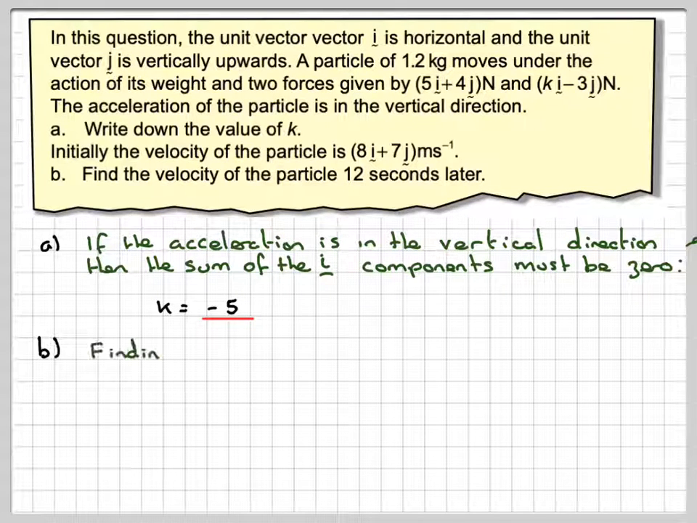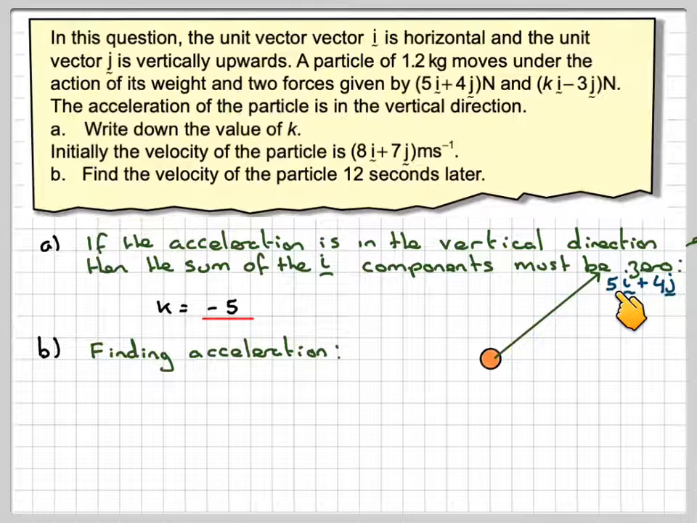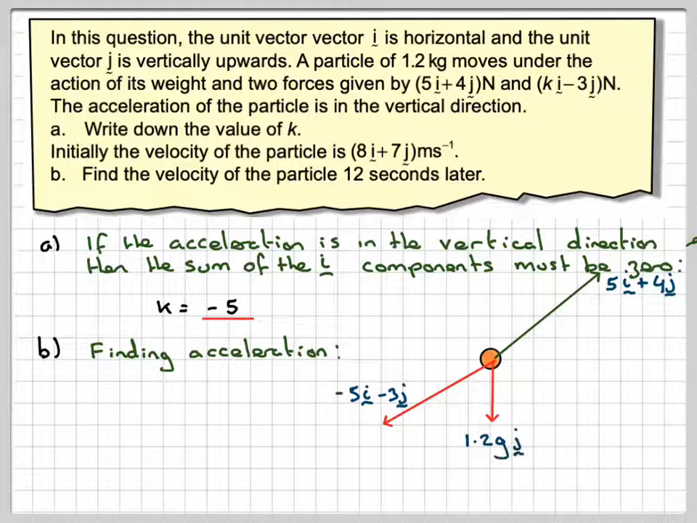Right, then if we find the acceleration using F equals ma, so I've got my particle, I've got one force here acting in that direction, which is 5i plus 4j, another force acting in this direction, which is minus 5i minus 3j, and we have the weight acting down, which is 1.2 gj. Right, using vector F is equal to the mass times the vector of the acceleration.